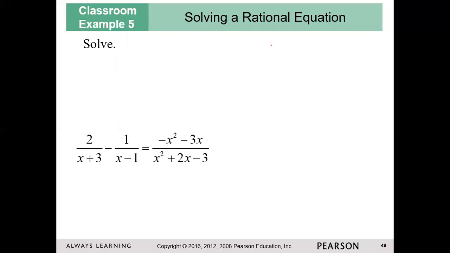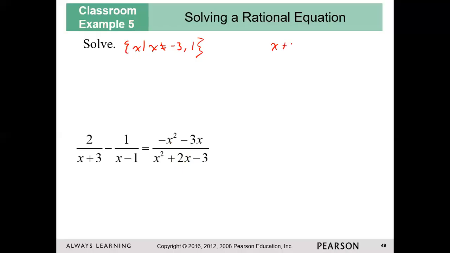So, let's do our domain first: x such that x cannot be equal to negative 3, x cannot be equal to positive 1. And what happens when you factor this? Yep, those are the same two factors you would get if you factored this denominator.